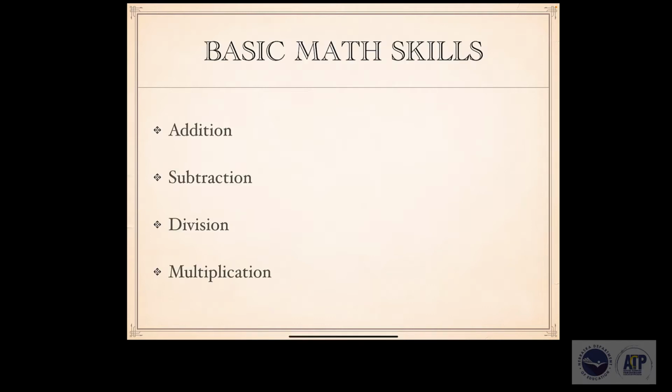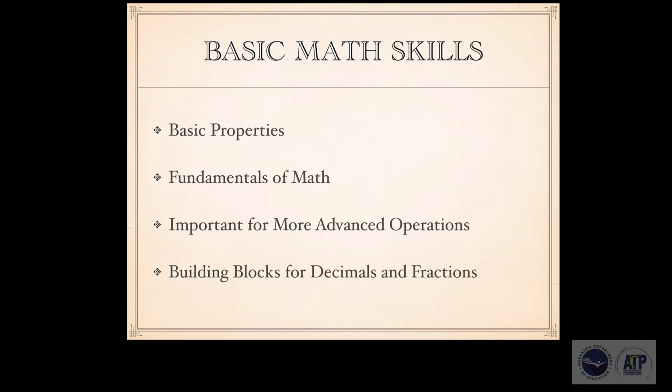Basic math. Once students have mastered the emergent math skills, they're ready to start working on basic math. And when we talk about the basic math skills, we're talking about addition, subtraction, division, and multiplication. So basic math skills are the four basic properties that we typically will work on with students. It's the fundamentals of math, but it's really important for more advanced operations. When we talk about more advanced operations, we're talking about those building blocks. They are the building blocks for working with decimals and fractions.